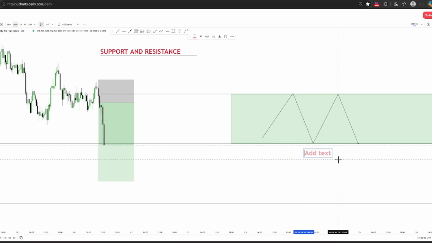So this is the support. When price comes down to this level, this acts as the support. And when price goes up to this level, this acts as the resistance. So up here, the roof, the ceiling, is the resistance. This is the resistance, guys.